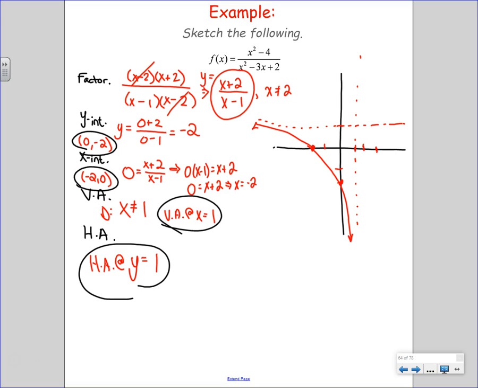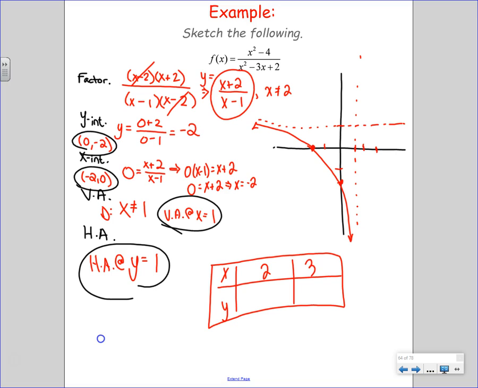We had some points over here. That was great, and it helped us sketch it. But let's just make a little baby table. We'll do an x, we'll do a y. The nice thing is we don't have to use the original function. We can use the simplified one, which is pretty cool. So if we plug in 2, 2 plus 2 is 4 over 2 minus 1. So that's 4 at 2. You guys double check my mental math. If I plug in 3, 3 plus 2 is 5, and 3 minus 1 is 2. So that'd be 2.5, right?